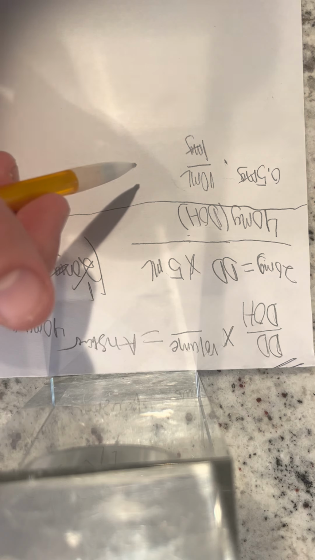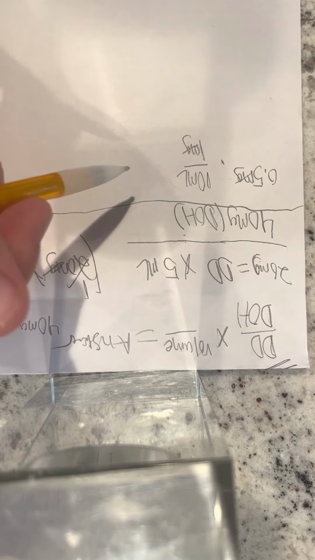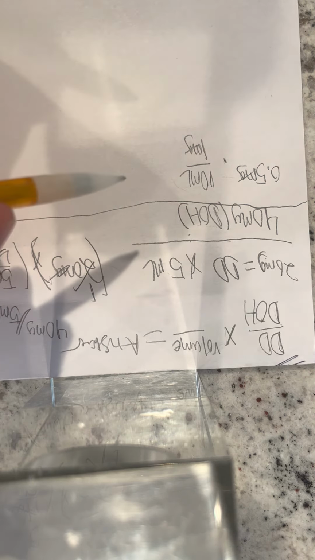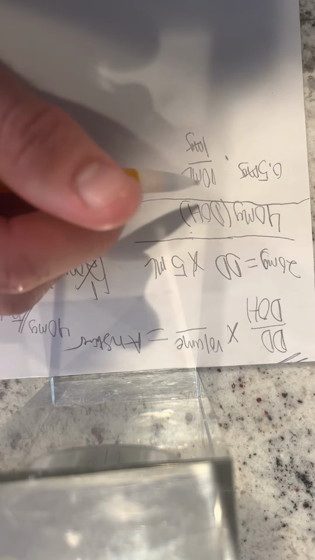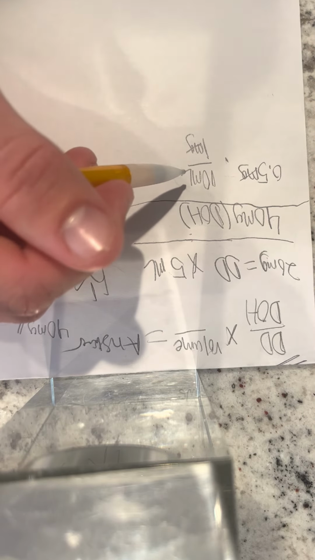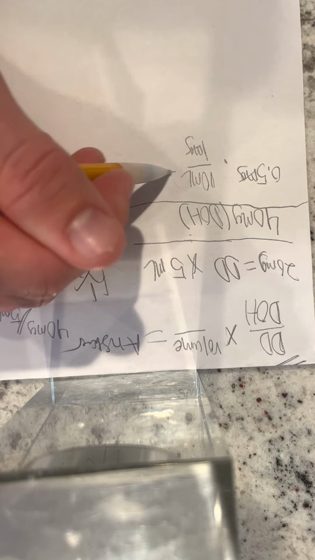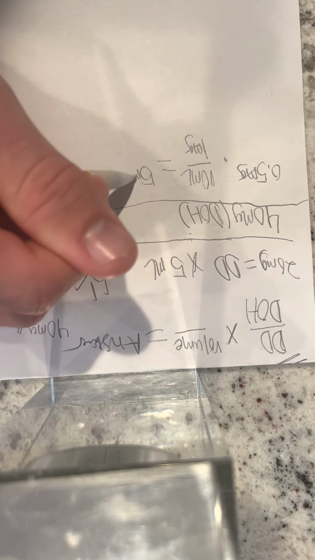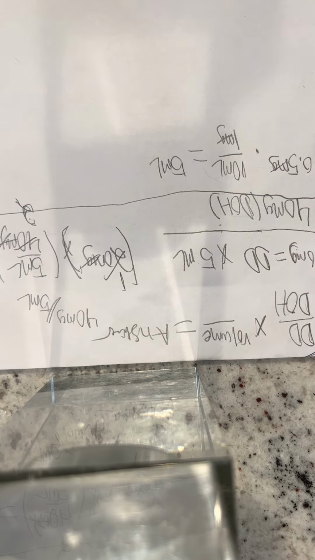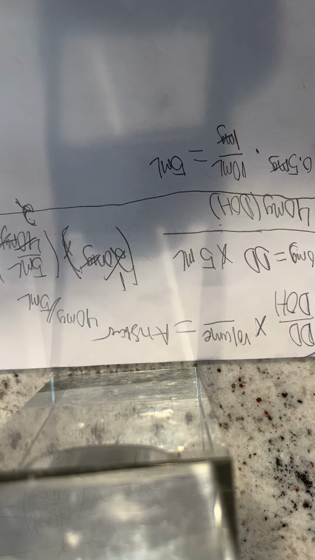Multiplying 0.5 by anything is just dividing by 2. So 0.5 times 10 is basically dividing 10 by 2. You're going to get 5 milliliters. 5 milliliters is what you're going to push here to get your desired dose.